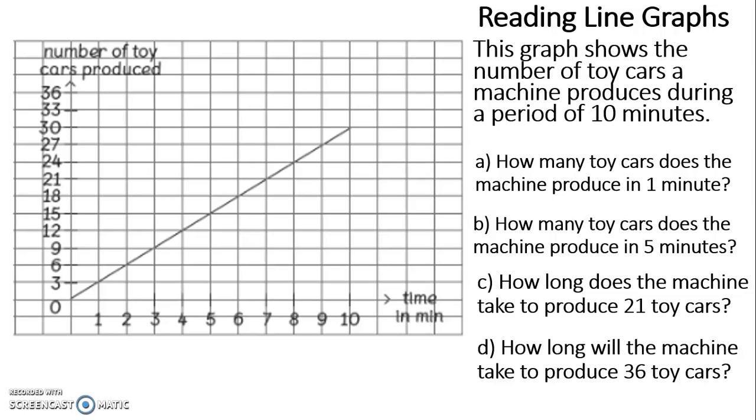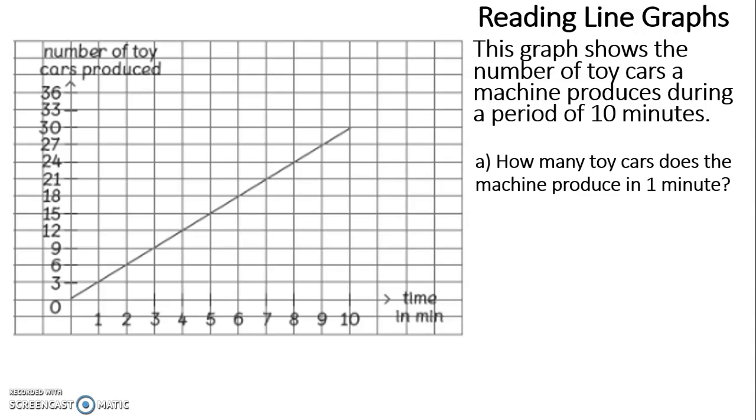We'll start off together looking at A. How many toy cars does the machine produce in 1 minute? By now we should be getting used to looking at our x and y axes. We can see that along the bottom are the minutes, and along the y-axis going up are the number of cars. Let's find 1 minute, draw our line up, we meet the line there, and then draw our line across from that point, and we can see it meets up. In 1 minute, 3 toy cars are produced.